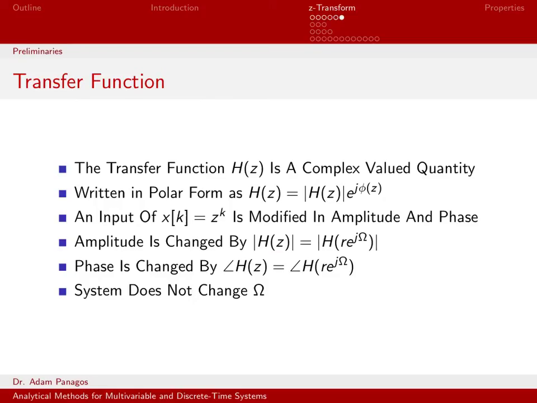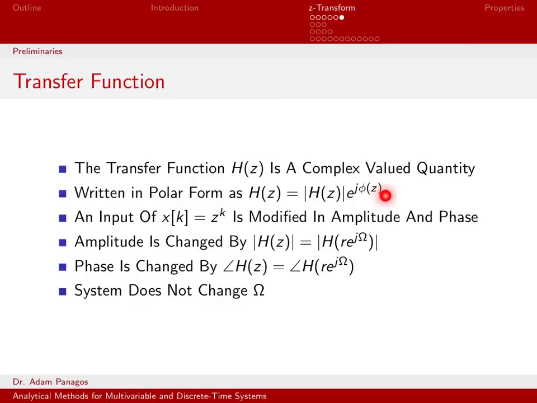Since h of k going into the Z domain is h of z, and this is a complex quantity, we do very typical things that we tend to do with other complex quantities in this class. Namely, we like to break it down into the two pieces of amplitude and phase. So if h of z is complex, we can write it as a magnitude times a phase. The magnitude is what we call the amplitude response of the system. The angle is what we call the phase response of the system.